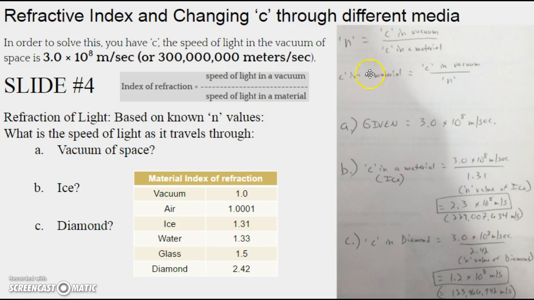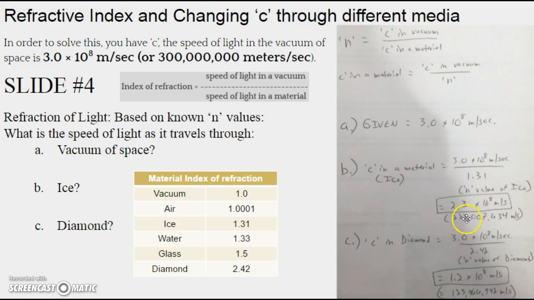So the speed of light, c, in a material is going to equal the speed of light in the vacuum divided by n. So I essentially cross multiply these two. So I'm solving for this, and I get speed of light divided by the index of refraction. So for ice, well, ice has an index of refraction of 1.31. So I'm solving for the speed of light in a material, and that material is ice. So 3 times 10 to the 8th meters per second divided by 1.31, the n value of ice, and I get 2.3 times 10 to the 8th meters per second.